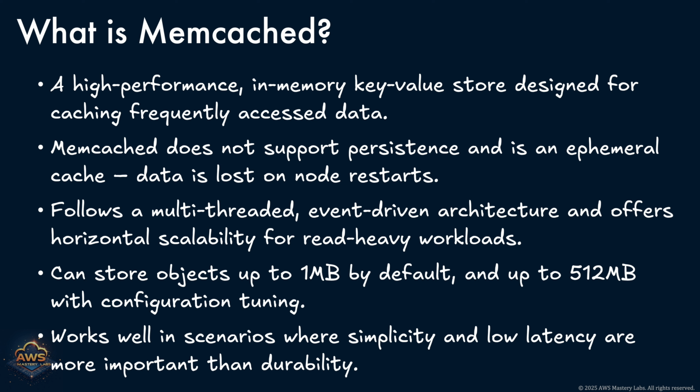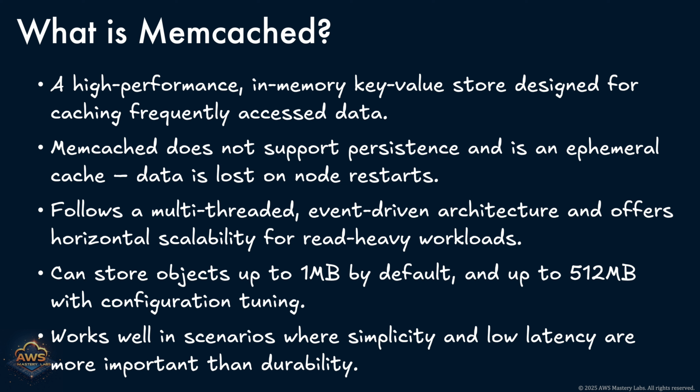Amazon ElastiCache for Memcached is a fully managed in-memory key-value store designed to deliver ultra-fast data access for applications that demand low-latency responses. By serving frequently accessed data directly from memory rather than relying on disk-based databases or storage systems, ElastiCache dramatically reduces response times and improves application throughput.